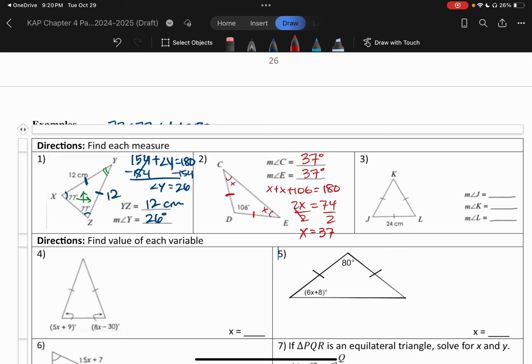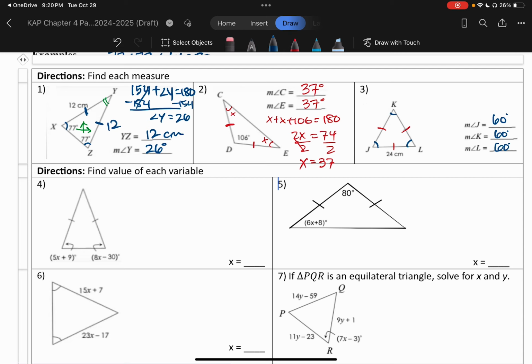Okay. Next, we're looking at number 3. If you take a look at number 3, all three sides are marked congruent, so that means this is going to be an equilateral triangle. And if this is equilateral, we had the discussion earlier that that would mean it's equiangular as well, that all three angles would be congruent. So angles J, K, and L, if it's equilateral, we understand that each angle measure is going to be 60 degrees.